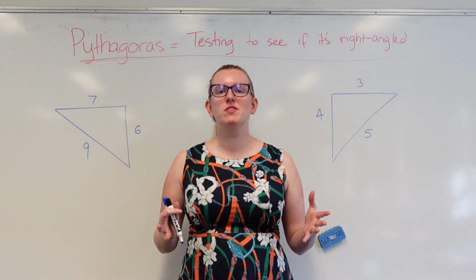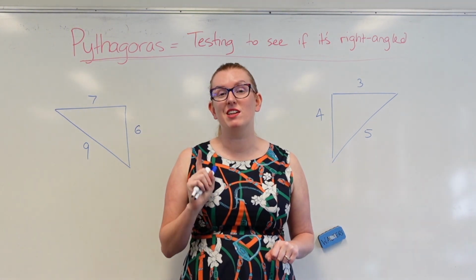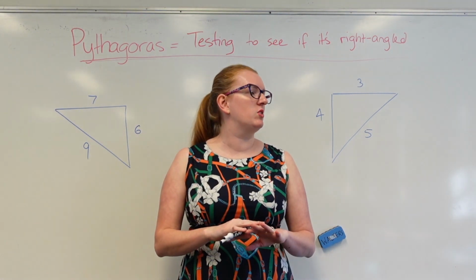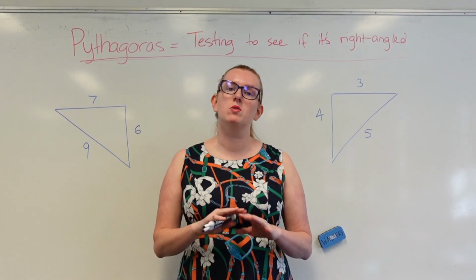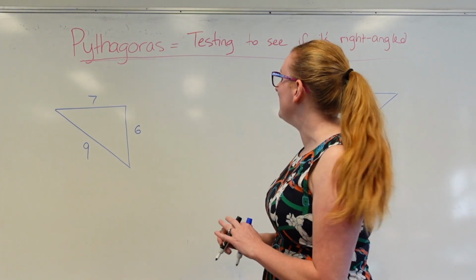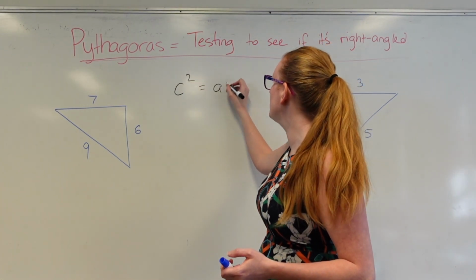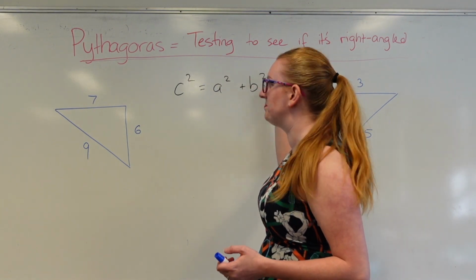So first of all, anytime you're doing a Pythagoras question, you really need to make sure that you're writing your formula. No matter whether you're doing it as practice in your book or whether you're doing it in the exam, it's a really good habit to get into. Write them in your book. Okay, so our formula is c squared is equal to a squared plus b squared.